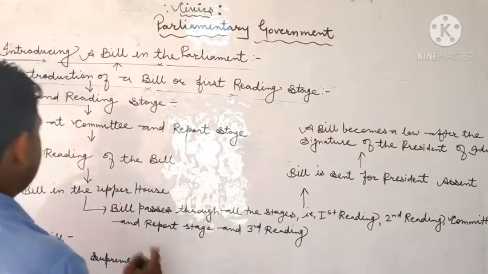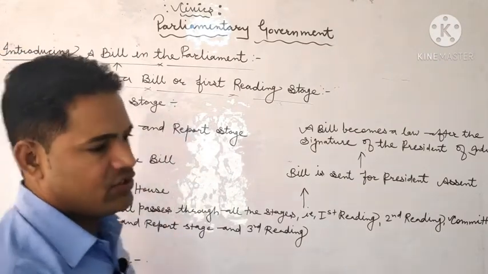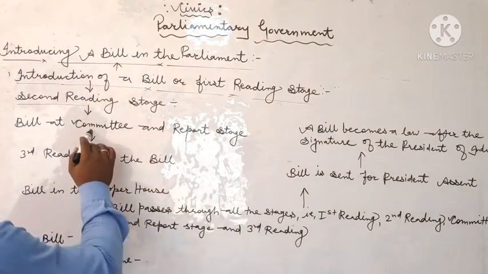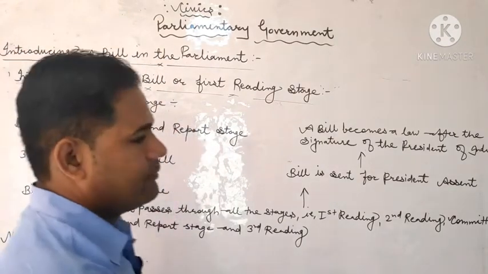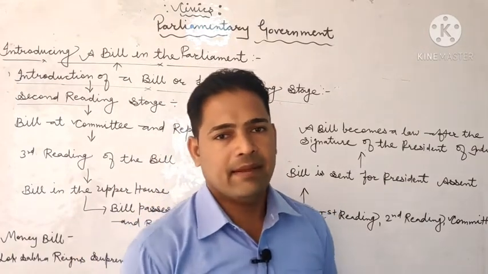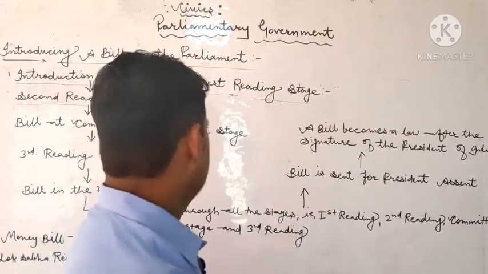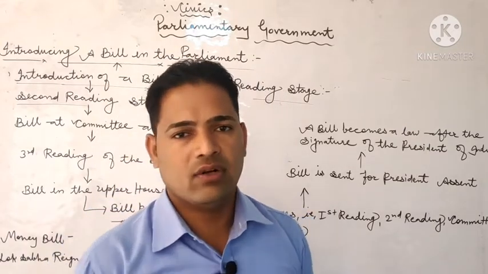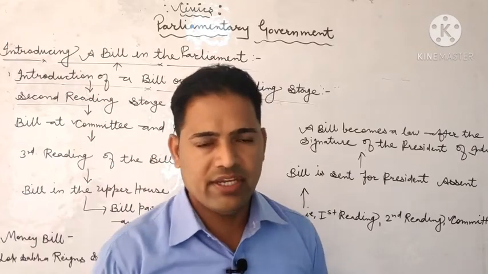Then, my dear students, the bill at the committee and report stage. In the third level, we can call it the bill at committee and report stage. Finally, after the first and second reading, a committee looks after the bill. There is clause-to-clause reading, in which they check each and everything.